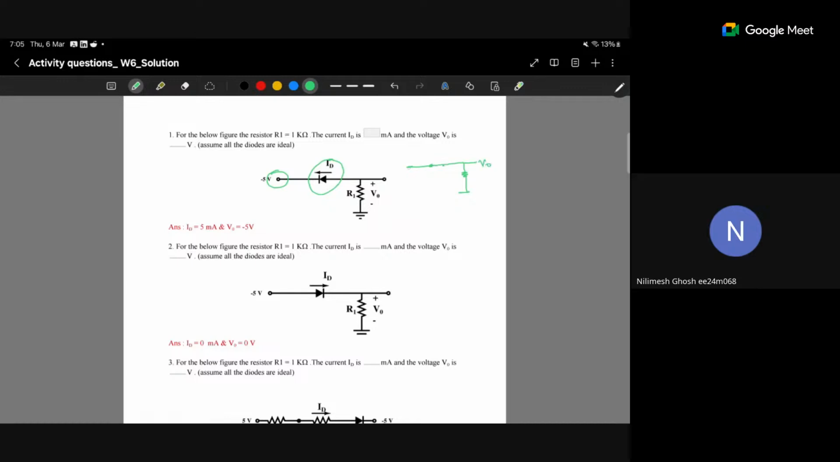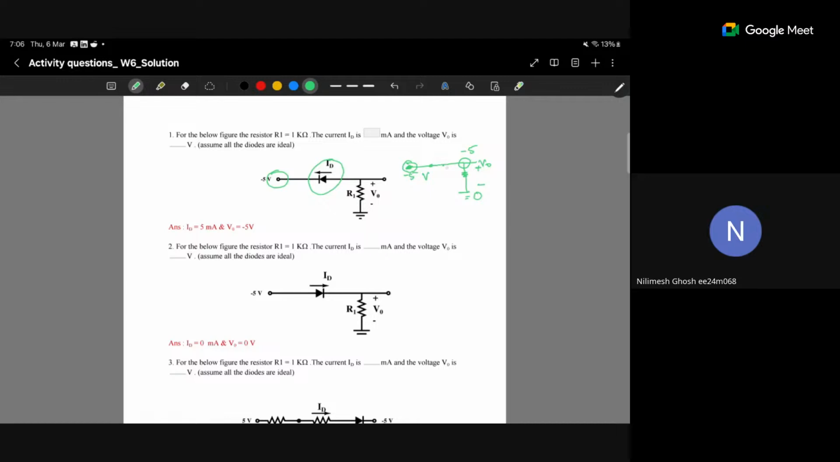This is V0. This is minus 5 volt. Now V0 sign is given as plus and minus. So whatever the node voltage is here, the whole node voltage is equal here also. So this node voltage is minus 5 volt. Now this node voltage is 0, it is grounded. So V0 is minus 5 volt. We can easily see that. And if V0 is minus 5 volt, you have to measure the current.